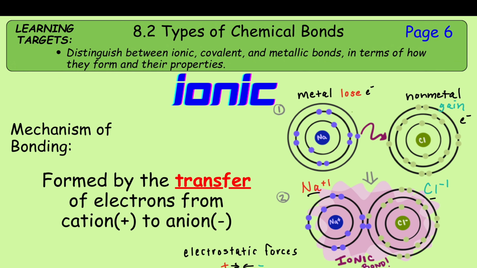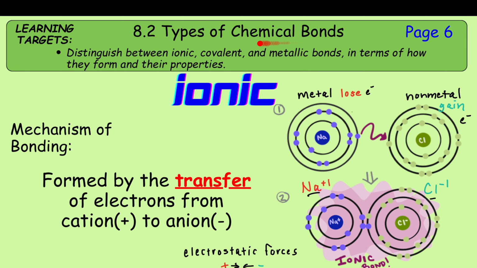Video, we are going to talk about the different types of chemical bonds, which are ionic, covalent, and metallic. So 3 of them. This is going to be on page 6 of your packet. So pull that out and fill out the table as you follow along with this video.